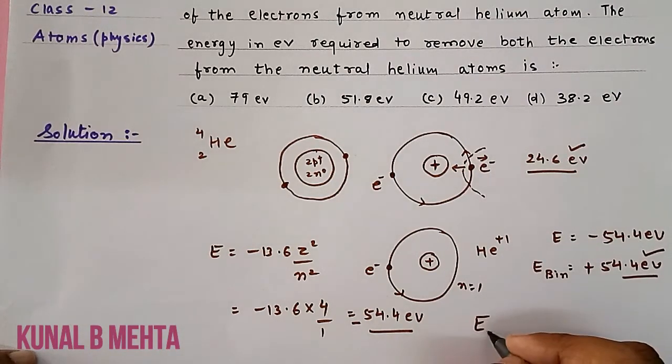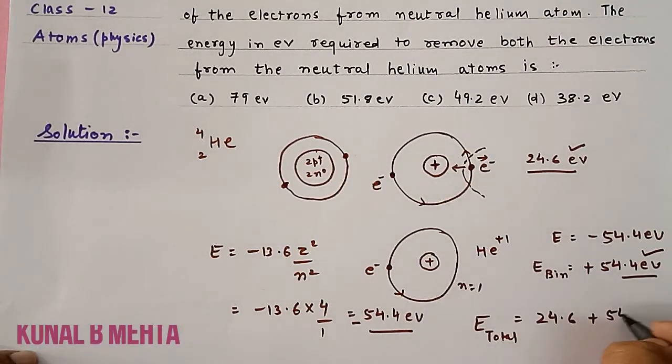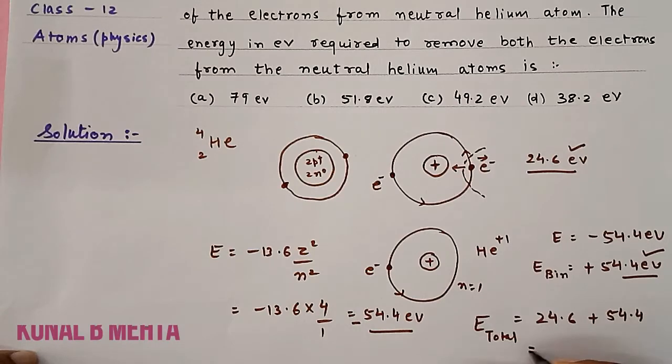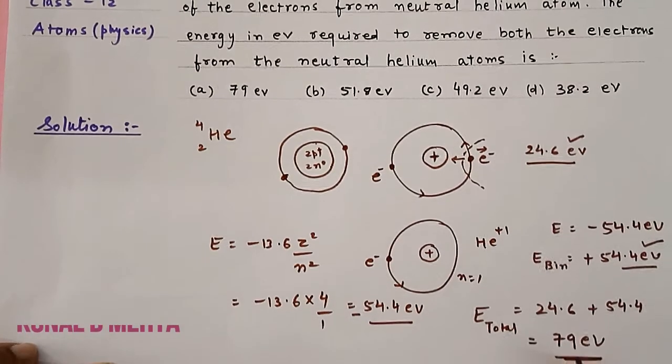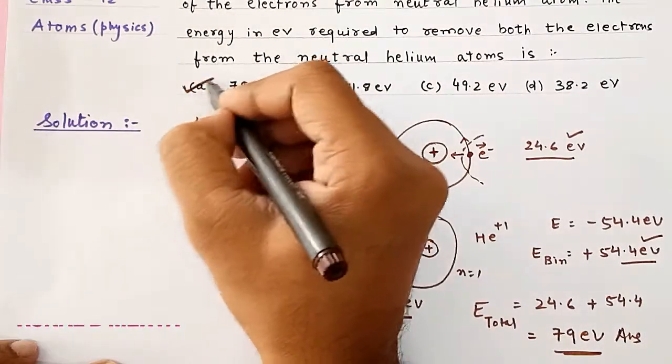So the total energy that we have given would be equal to 24.6 plus 54.4. So our total answer would be 79 eV. So the answer to this problem would be 79 eV.